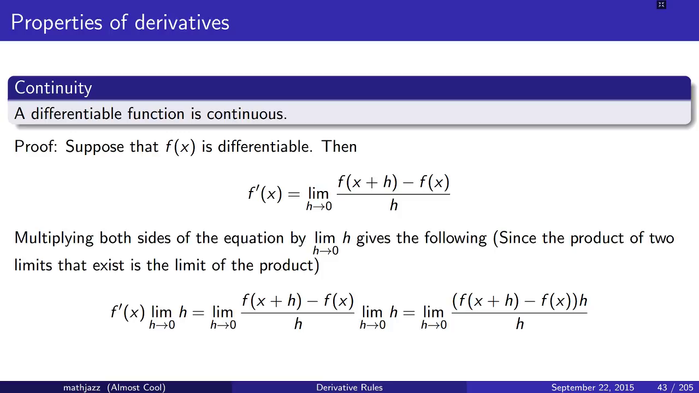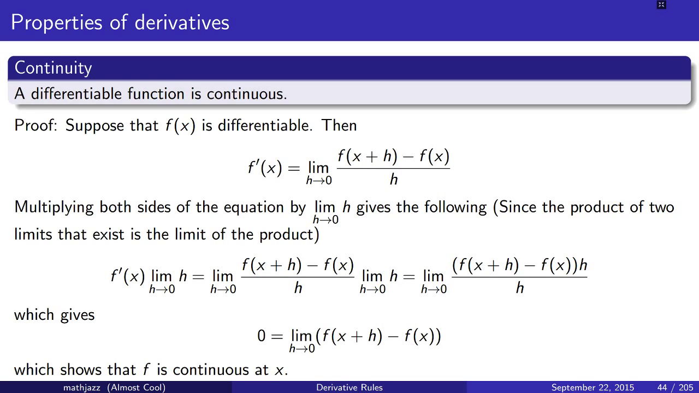Well, we notice that the h's will cancel on the right-hand side, and the limit as h goes to 0 of h is 0, so whatever the derivative of f is, that times 0 is 0. So the left-hand side of the equation is 0, and the right-hand side is this limit here. So we have 0 equals the limit as h goes to 0 of f of x plus h minus f of x.